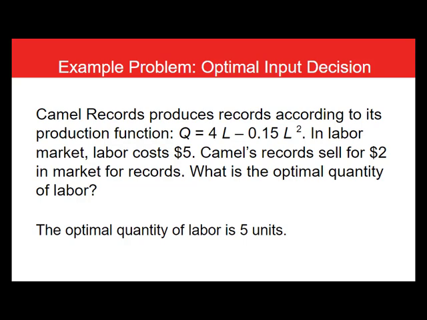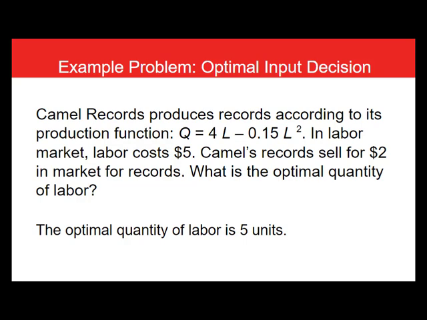So here, Q is the amount of records produced, which is output. L is labor units in factor market. So basically this production function means how many output of records you can produce when you insert L amount of labor. So in labor market, labor per unit costs $5. So that's the wage per unit of labor. And Camel's records sell for $2 in market for records. So here, Camel records that is sold in output market and per unit price is $2.